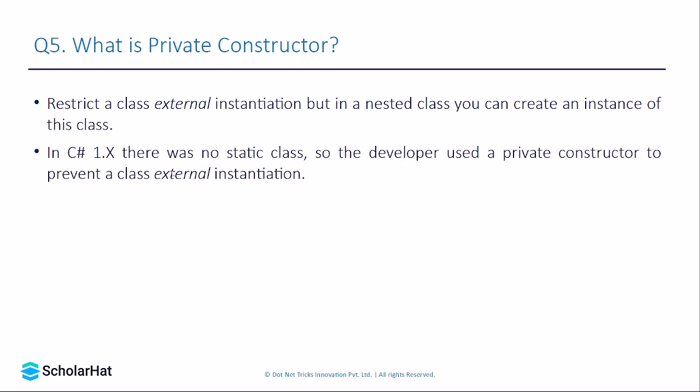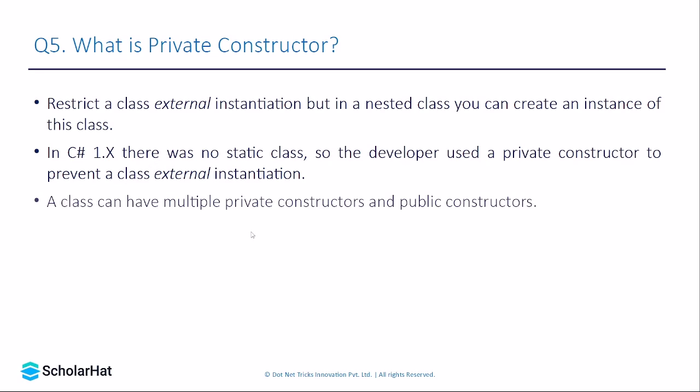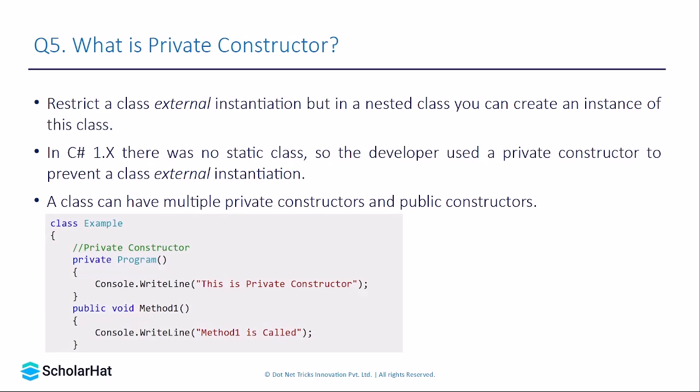In C# 1.x, there was no static class, so developers used to create a private constructor to prevent external instantiation of a class. A class can have multiple private constructors and public constructors. The example of a private constructor: you can see again that we have created a class named Example, and then there is a private constructor, and then there is a method, Method1. So a private constructor is useful when you don't want other classes to create an object of your class.